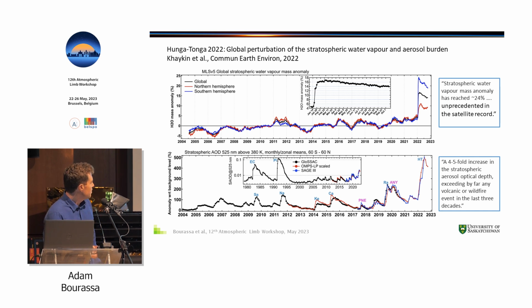I like this bottom plot especially, which is the aerosol AOD time series for a long time. Basically, this is the GloSSAC record, with Hunga Tonga here at the end, and you can see it's really quite large. The paper says a 4 to 5-fold increase in stratospheric aerosol optical depth, exceeding any event in the last 3 decades, although the inset here shows it with respect to Pinatubo, where it's still quite small.